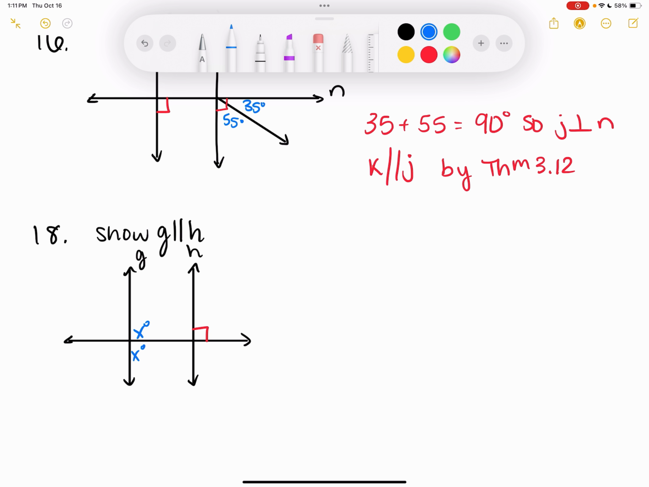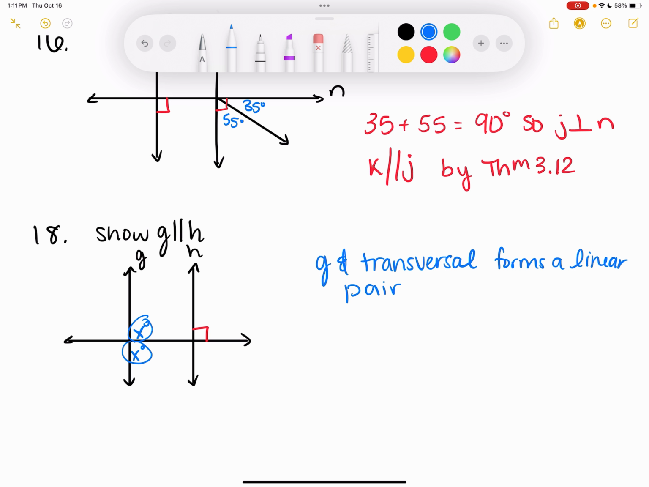So this one, I can see that G and the transversal forms a linear pair, right? Because I have one angle here and one angle here. So G and the transversal, if it had a name, obviously, I would just call it that, forms a linear pair. What do we know about these angles of this linear pair? Alternate interior angle.